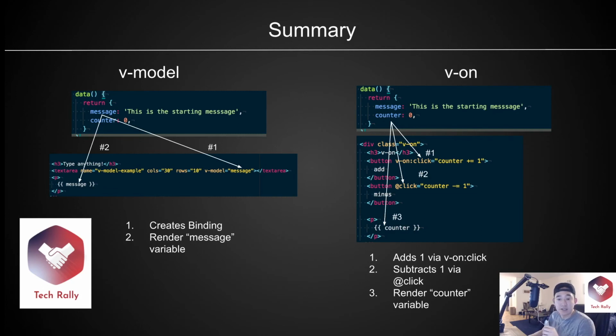The v-on directive allows you to attach event handlers like click to HTML elements. Once the event occurs, we can perform some JavaScript code. For our example, we were able to add and subtract from the variable counter, which was initialized as 0. And lastly, we introduced some shortcut syntax for commonly used directives by using the @ sign.